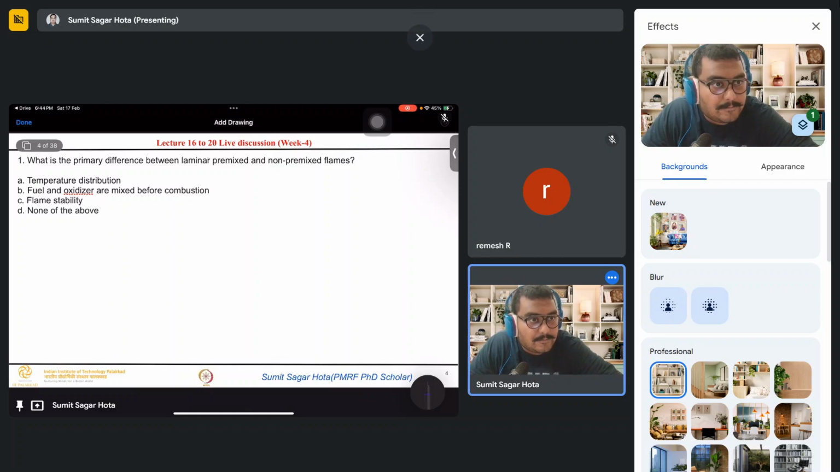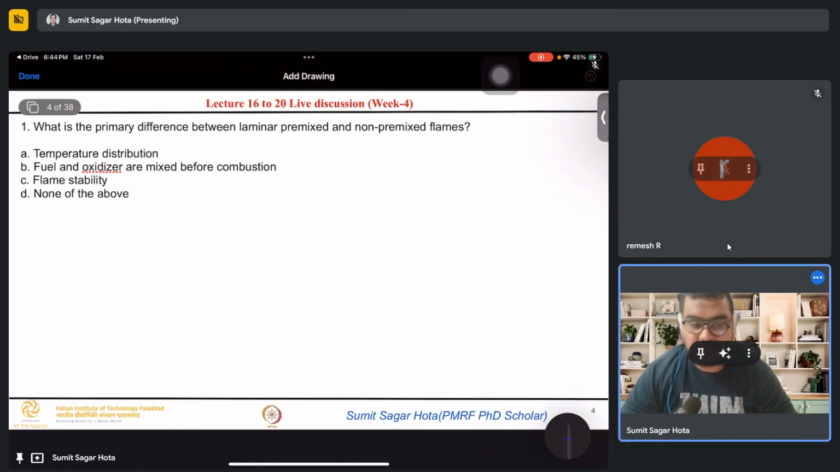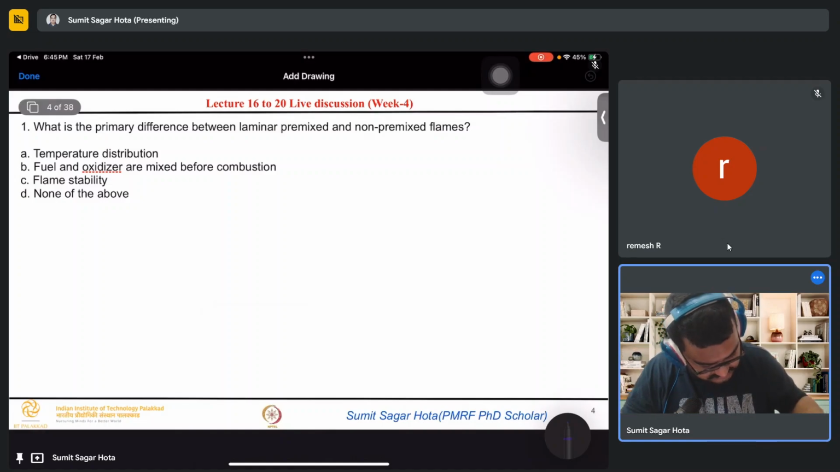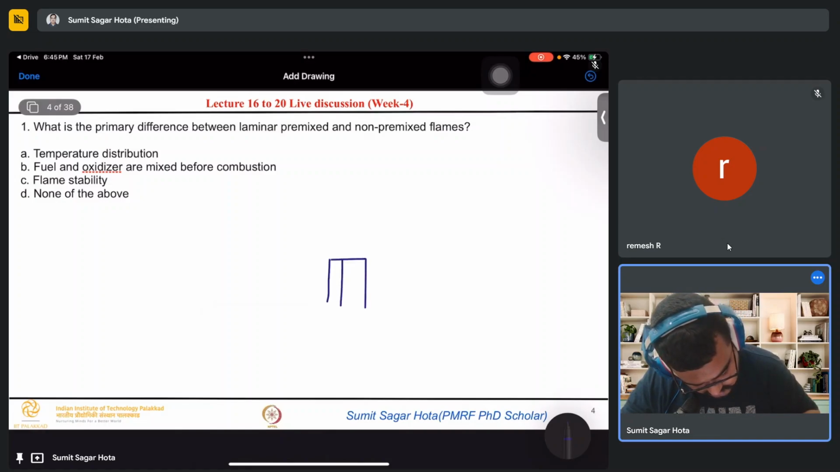First, I tell you what is non-premixed. Non-premixed means, for example, here one nozzle is there, two nozzles are there. Here the oil is going, and here your air is going. Similarly, here also air is going.